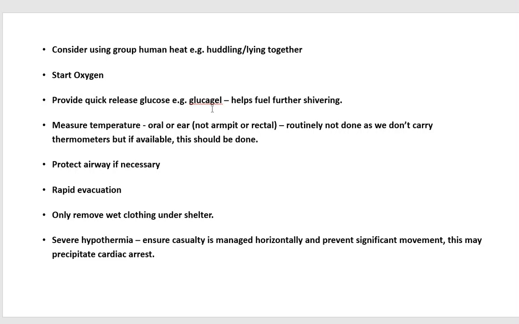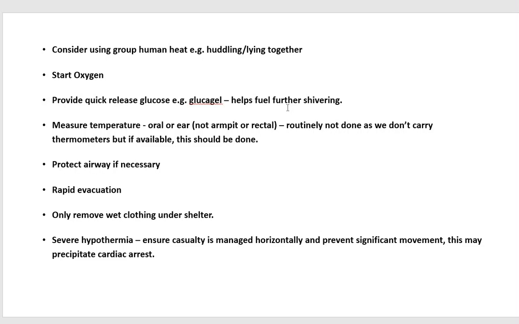Protect the airway if necessary. So if they're cold and their conscious level is decreased, it's a way of stopping that obstructed airway that we talked about before. So if we start to hear snoring, we might want to think about putting an airway adjunct in. Rapid evacuation. So only removing wet clothing under shelter. So once we expose skin, we don't want wind then exacerbating heat loss by blowing next to exposed skin, especially when it's wet, as you're going to get evaporation that will draw more heat off the skin.